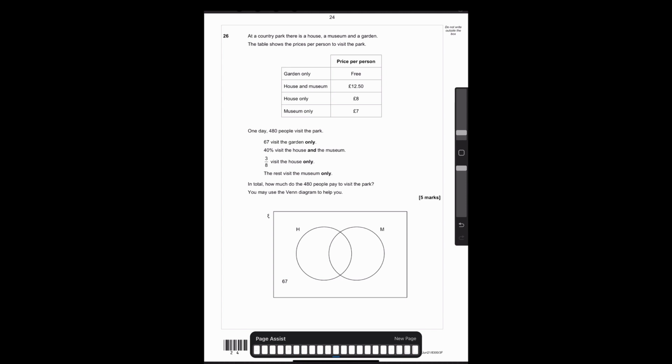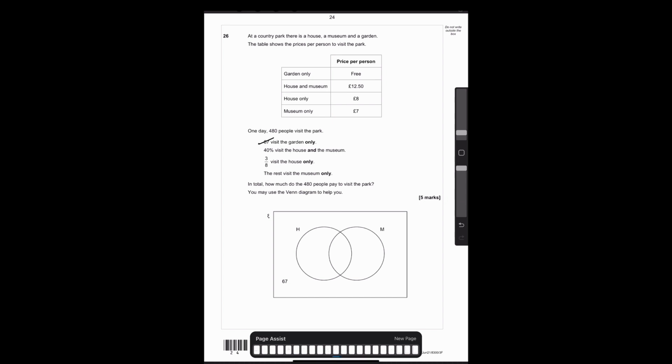Question 26 says that at the country park there is a house, museum and a garden. The table shows the prices per person to visit the park. On one day, 480 people visit the park, and it's given us a load of information about what's happened. It says in total how much did the 480 people pay to visit the park. You may use the diagram to help you. Let's go through each piece one by one.